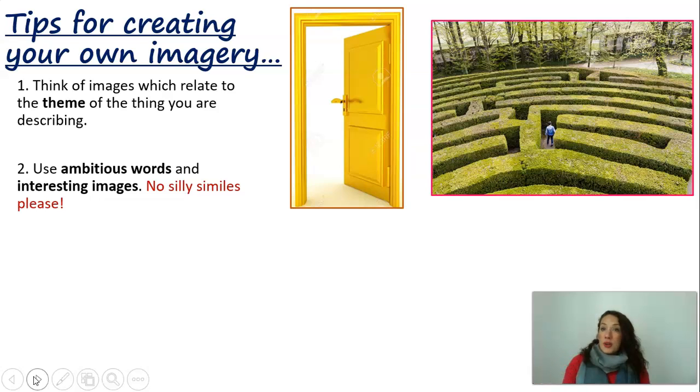So, once we've put down on paper what is our concrete opinion, we're then going to apply some imagery. And here are my tips for creating your own imagery. The first thing I want you to do is think of images which relate to the theme of the thing you are describing or the idea that you want to put forward. So the two images I put on the board, the one on the left is a door, the one on the right is a maze. And what I spent time doing prior to this tutorial is brainstorming what are the ideas or the themes that I associate with these images that I might then use to create a metaphor.